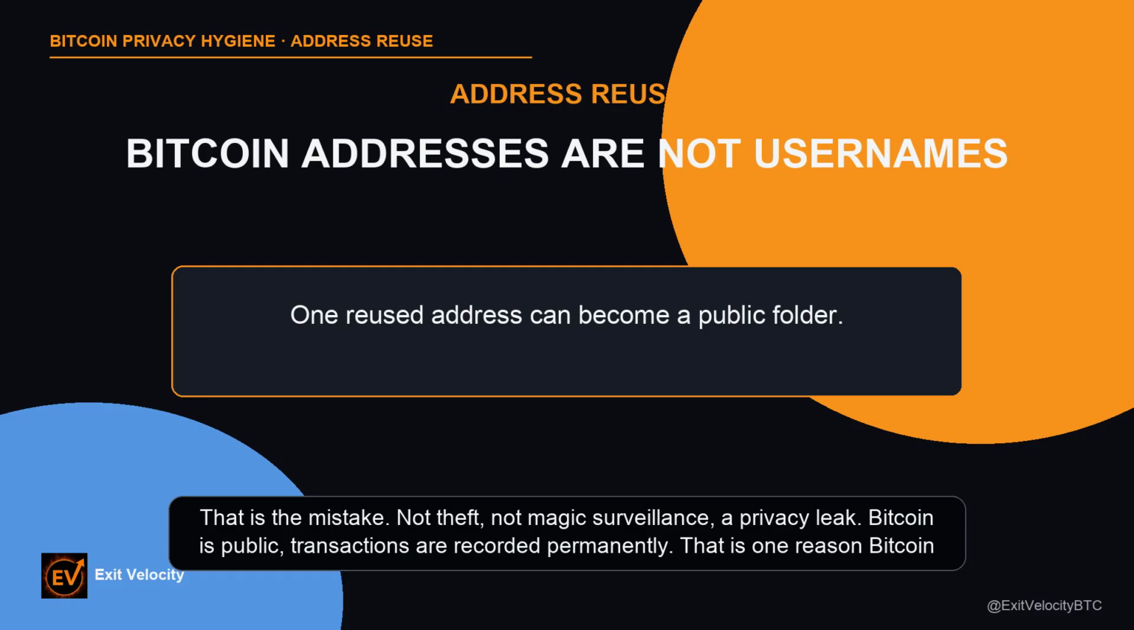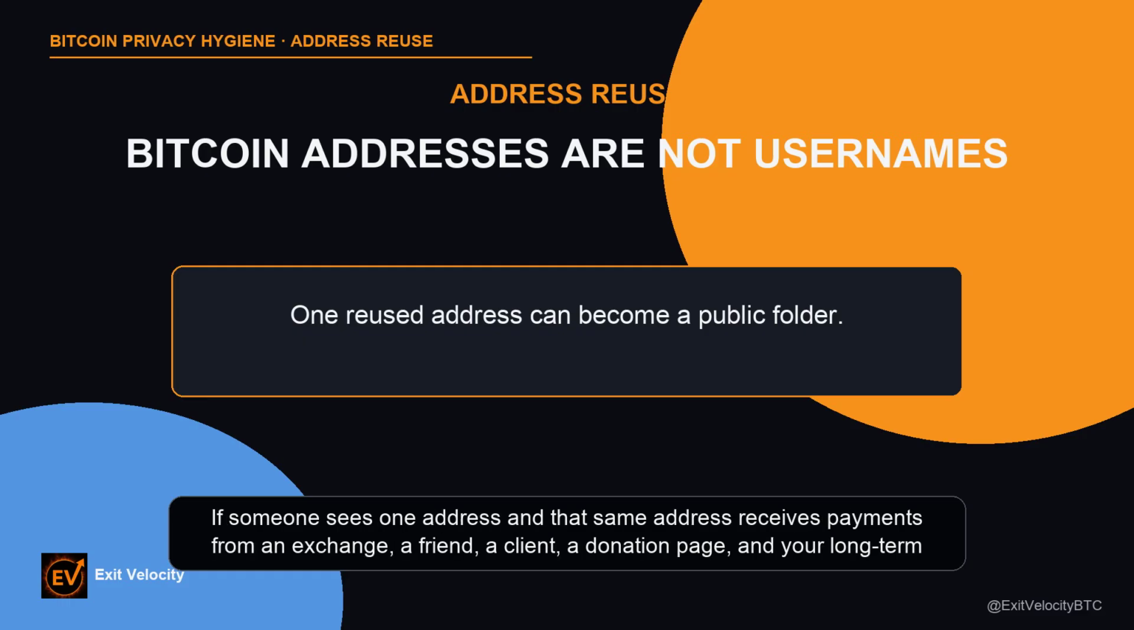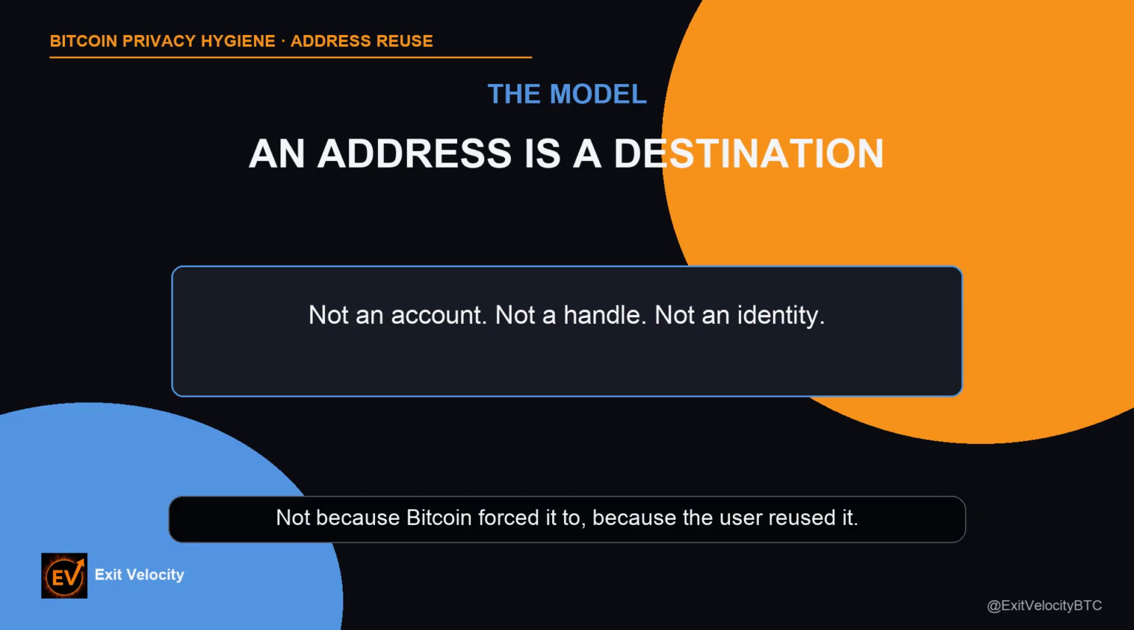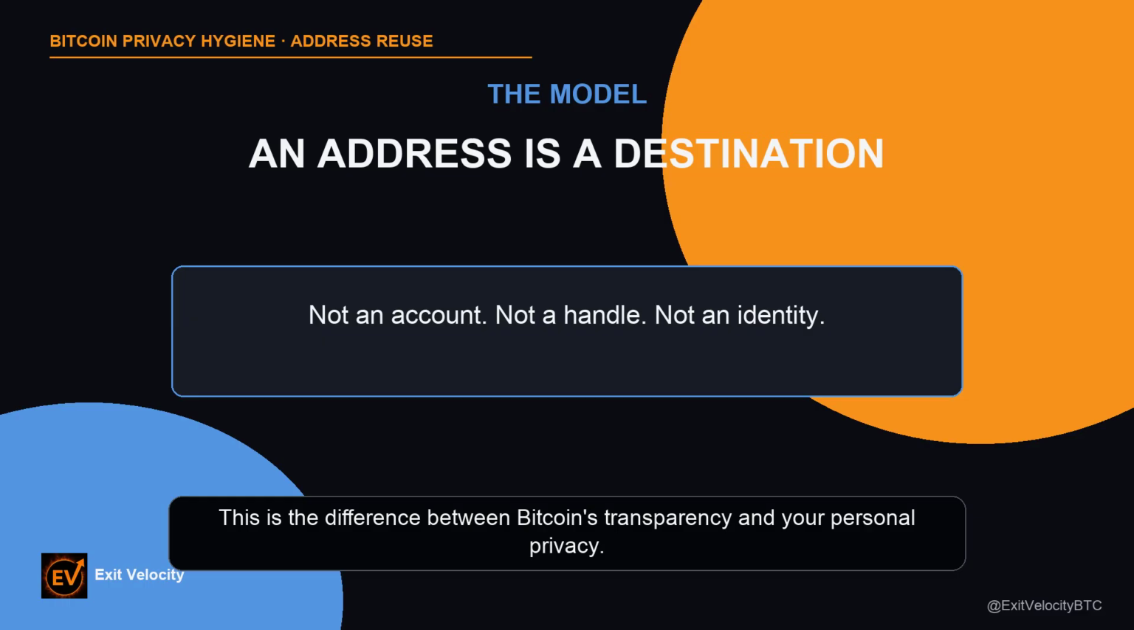Bitcoin is public, transactions are recorded permanently. That is one reason Bitcoin is auditable. But the same transparency that makes the supply verifiable also means wallet habits matter. If someone sees one address and that same address receives payments from an exchange, a friend, a client, a donation page, and your long-term storage, the address starts acting like a label. Not because Bitcoin forced it to, because the user reused it.